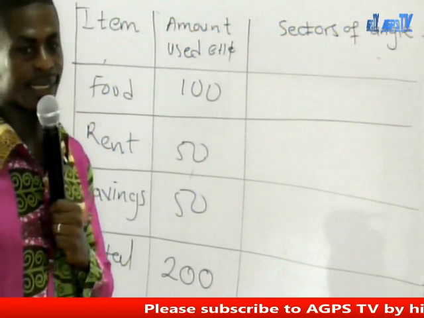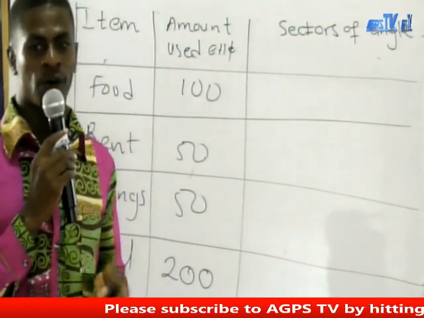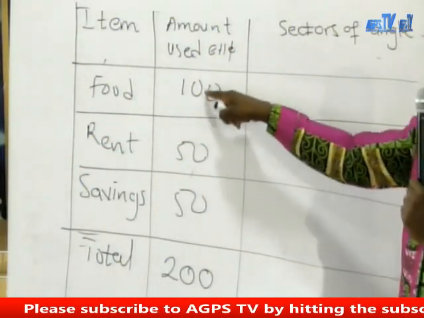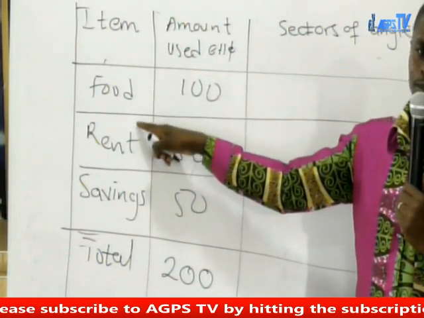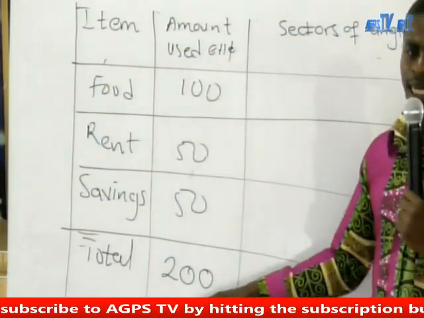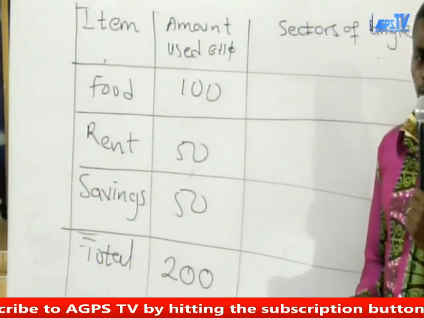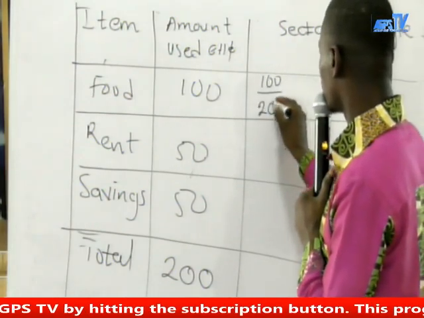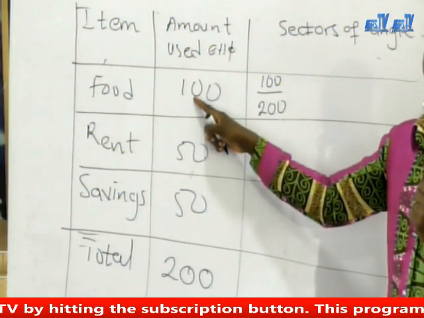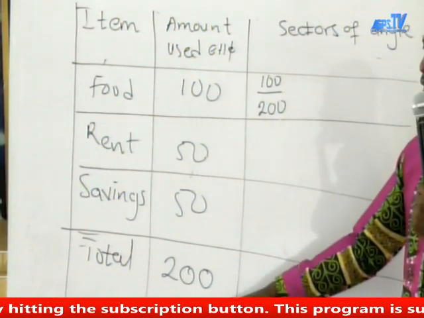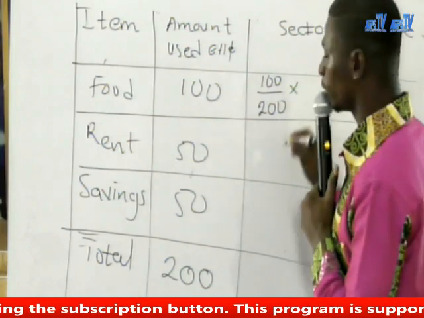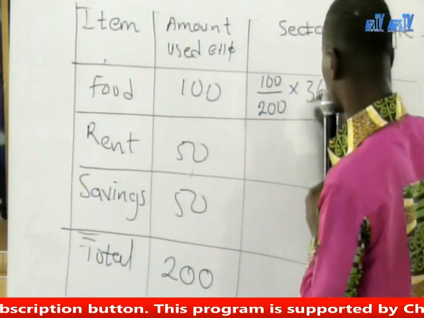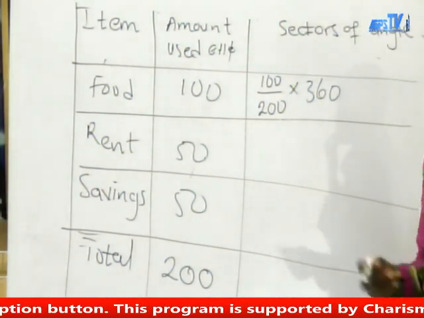Once again, to be able to find the sector for each angle, you must pick the frequency for the individual item and divide it by your total frequency. That is going to be your 100 divided by your total, which is 200. And then you multiply your result by the total circumference of a circle, which is 360. Then you can decide to work.